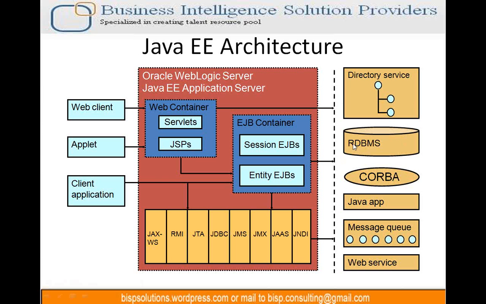Here you can see the database, any of the directory services, nothing but an LDAP or core bus services. Again, it could be another Java application that's been deployed on any other server. And the messaging queue, here it talks about IBM messaging queue and the web services. So these are all the services that would be interacting. These three tiers make up an entire architecture based on the Java standards.